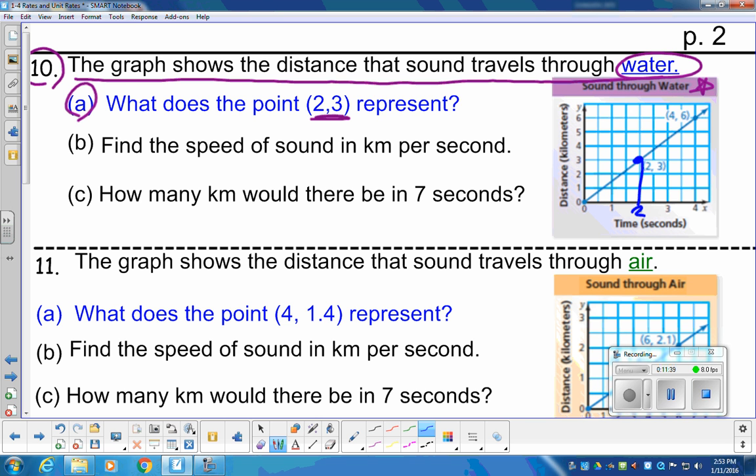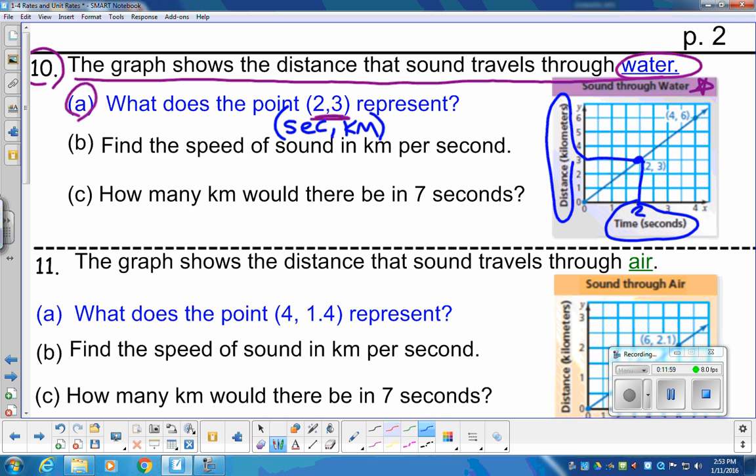I'm going to drag it down. As I drag it down, it says 2. 2 what? We're talking 2 seconds. So that 2 is really talking about seconds. Then I'm going to drag it over. 3 what? We're talking about 3 kilometers. So we're really comparing 2 seconds with 3 kilometers.